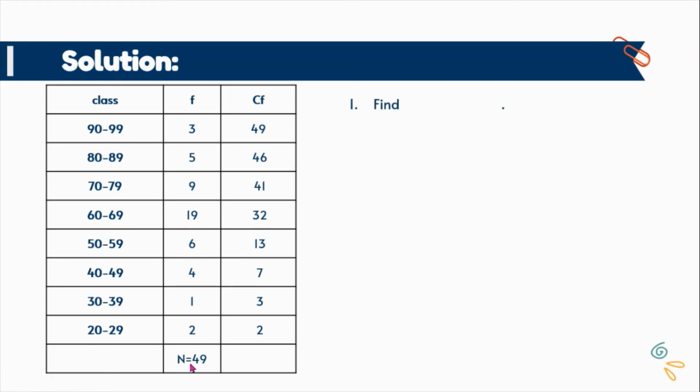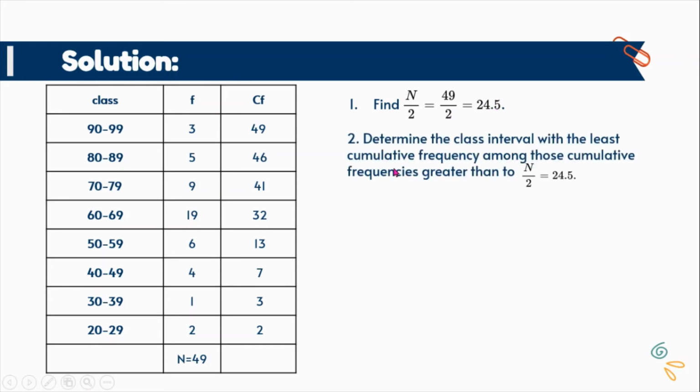So for the first step, find n over 2, that is, by substitution, our n is 49 over 2, that is 24.5. So this is now our n over 2. Next, determine the class interval with the least cumulative frequency among those cumulative frequencies greater than n over 2, that is 24.5. So the cumulative frequency that is greater than n over 2, which is 24.5, is this 32 here. So that is now our median class.